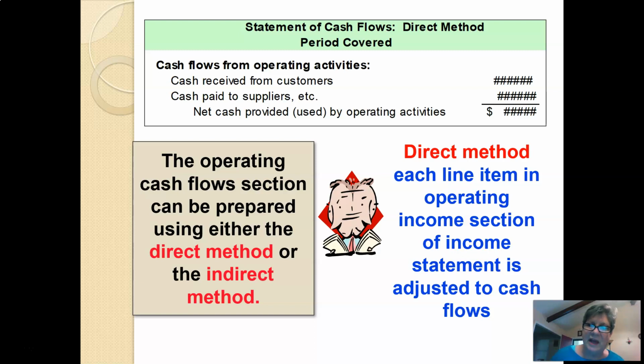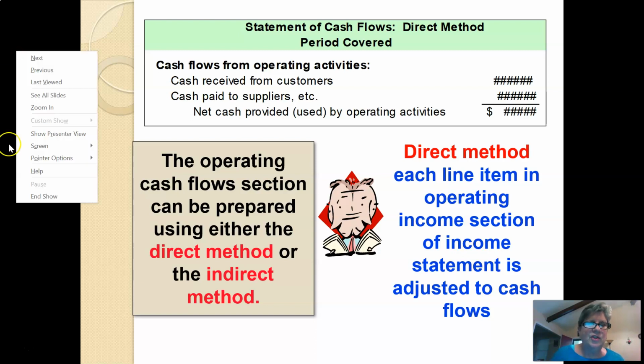That is the direct method, where we take each line of the income statement, starting with sales revenue, and translate that into cash flow. So sales is translated into cash received from customers. Cost of goods sold is translated into cash paid for inventory. Wages expense is translated into cash paid to employees, and so forth. The other method is the indirect method, and we'll talk about that in a different set of videos.